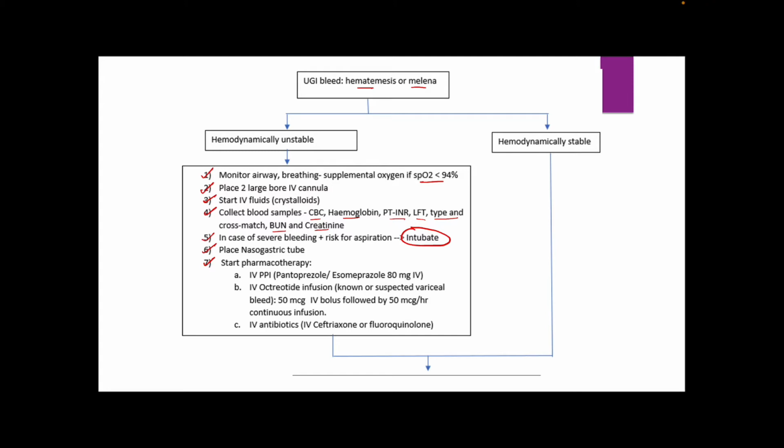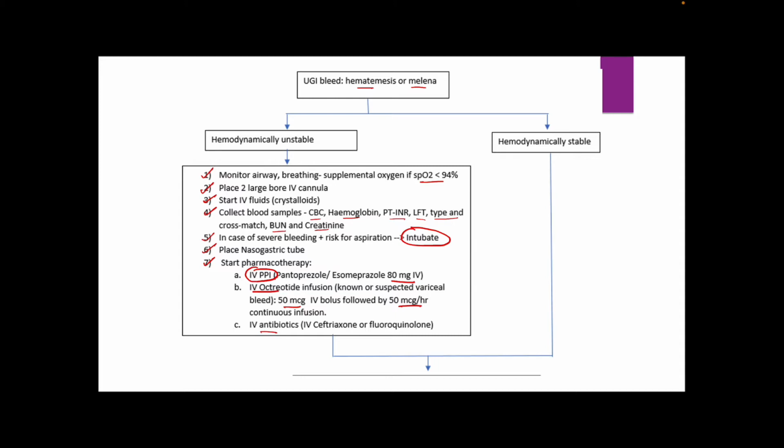Now, pharmacotherapy: we give IV proton pump inhibitors like pantoprazole or esomeprazole 80 mg IV. For all patients with bleeding, we have to give a PPI, while medications like octreotide and prophylactic antibiotics are given for suspected variceal bleeding. We give an IV octreotide infusion for known or suspected variceal bleed, a 50 microgram IV bolus followed by 50 microgram per hour as a continuous infusion. We also give IV antibiotics, either IV ceftriaxone or a fluoroquinolone.